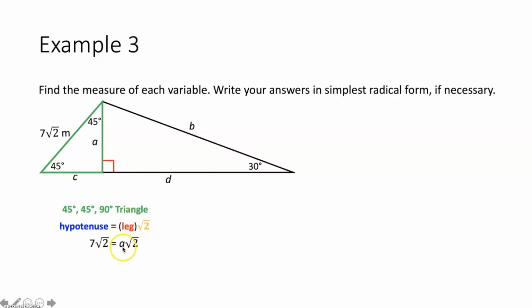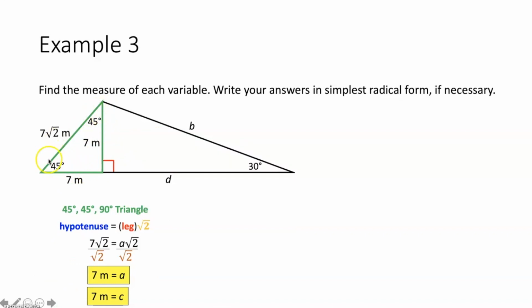So now I have to solve for A. To solve for A, I'm going to divide both sides by rad 2. Over here, the rad 2's cancel out, and I get A is equal to 7 meters. Now, because the lengths of the legs of a 45-45-90 degree triangle are congruent, I know that their measures must be equal. So if this leg right here is 7 meters, then this leg right here must also be 7 meters, meaning C also has to be 7 meters.